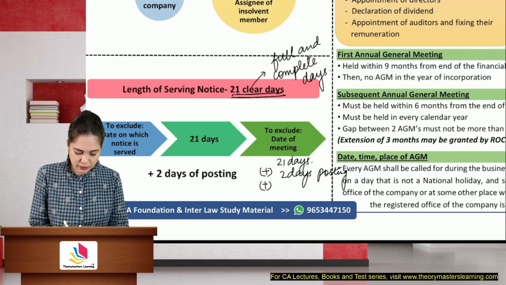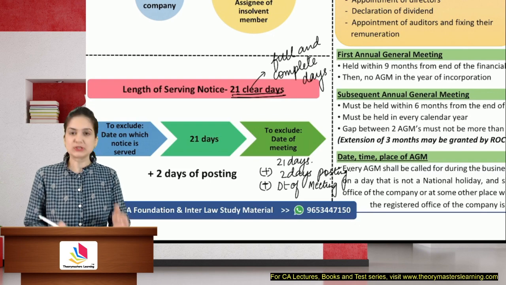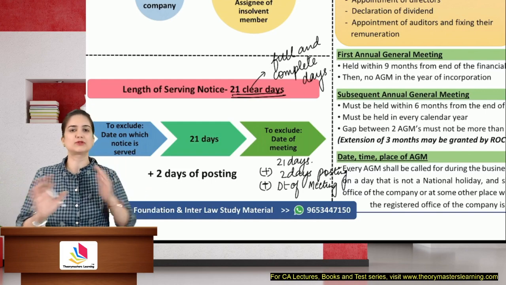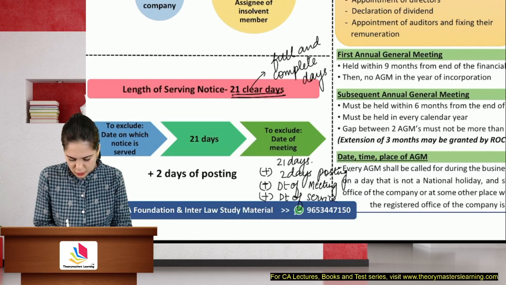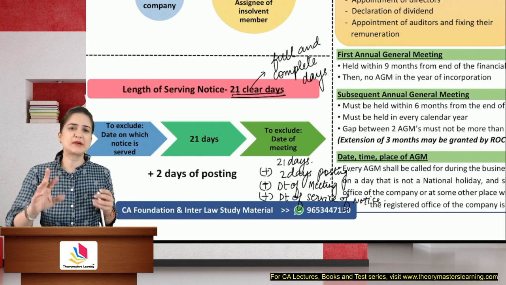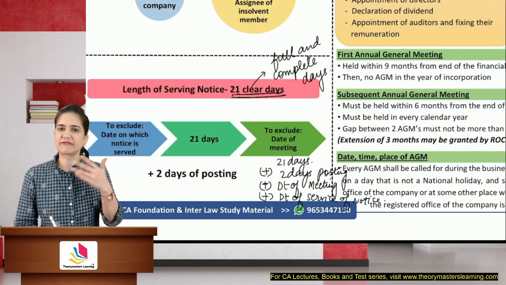Then the day on which the meeting is held, so date of meeting, that will be excluded. Why? Because that is not a full day. You can't say that I'm including the date of the meeting also. No, that will be excluded. Plus the date on which the notice is served. Like you received the notice at 3 p.m. because your postman comes at 3 o'clock. So that day we will not consider, half a day is gone.